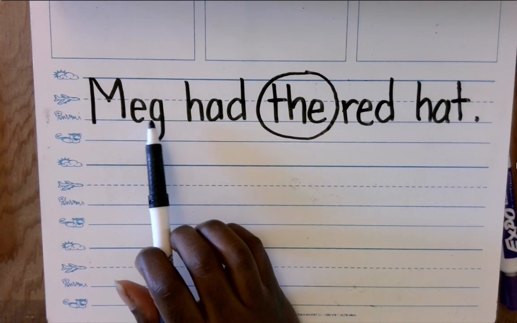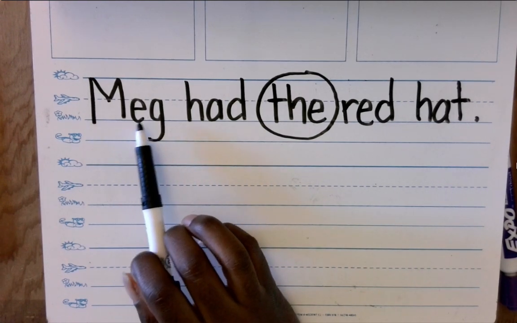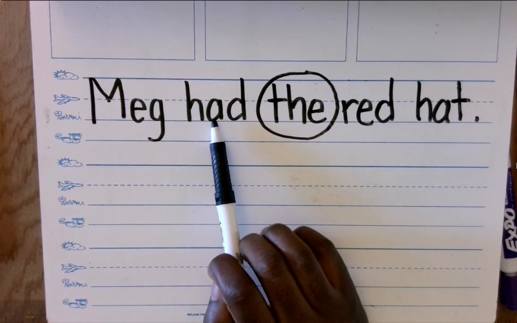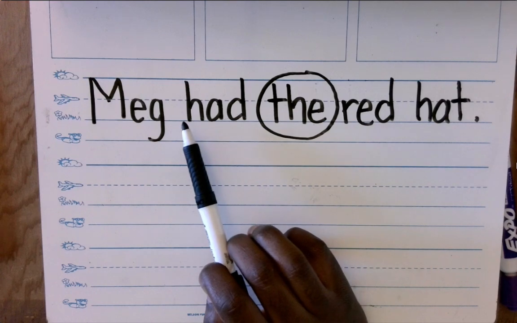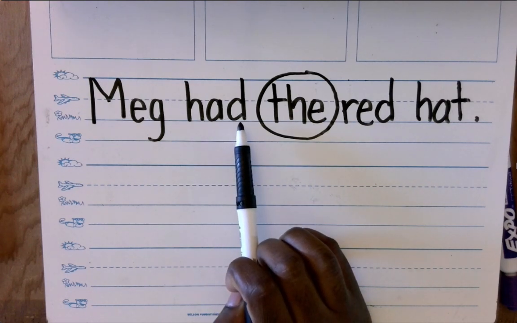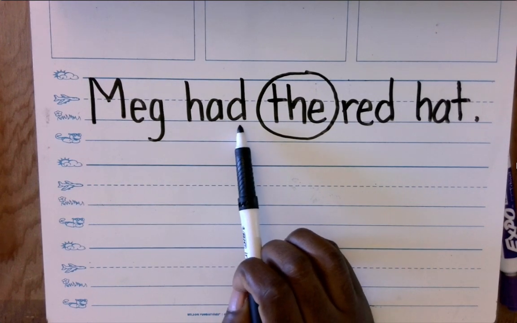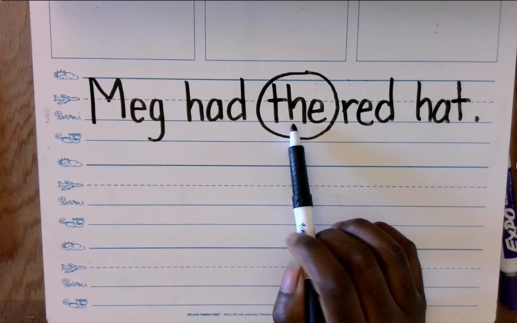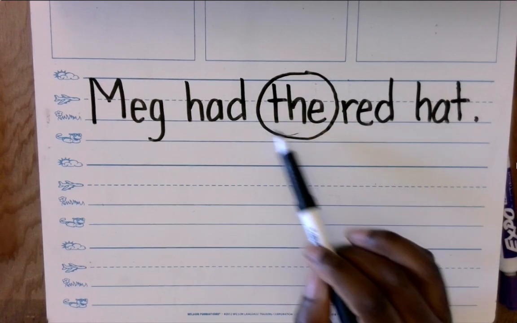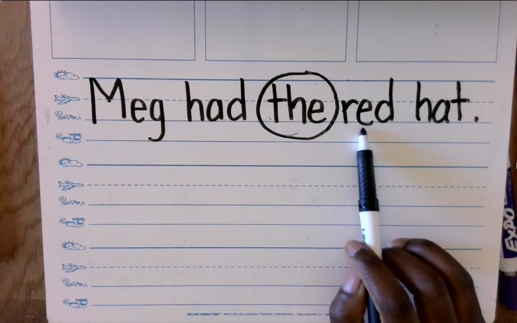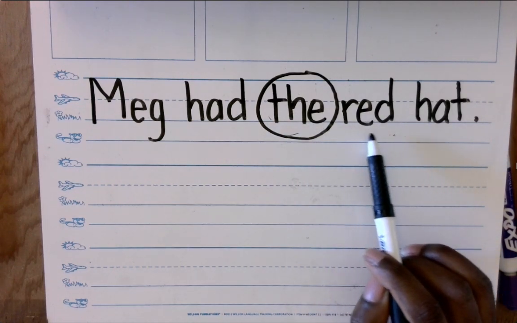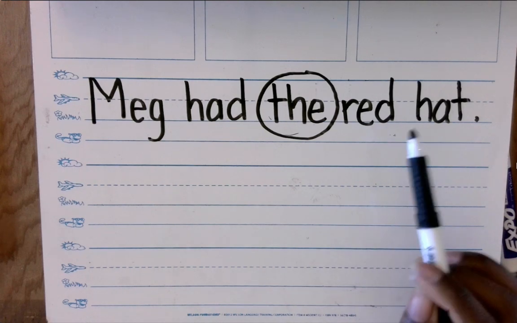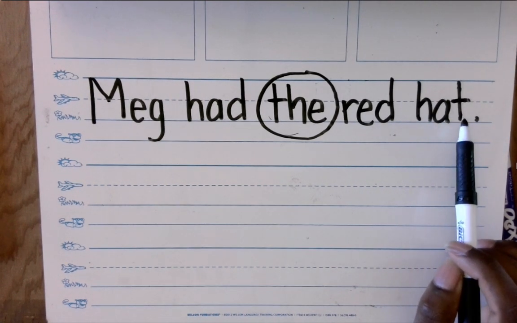E, G. Next, A, D. A, D. All right. I know this word is the because we circled it to identify our trick word. This word now, I think you guys should know this color. R, E, D. A, T.